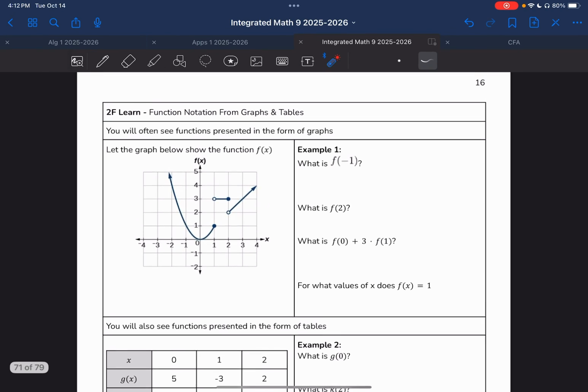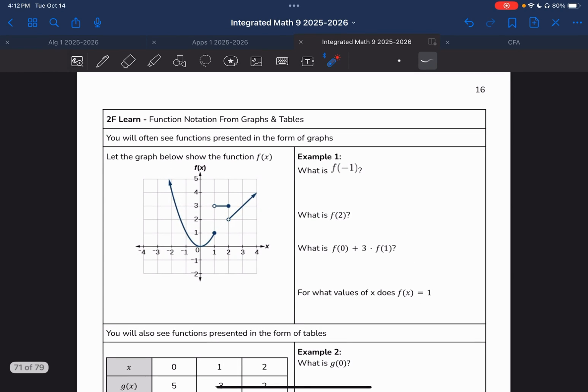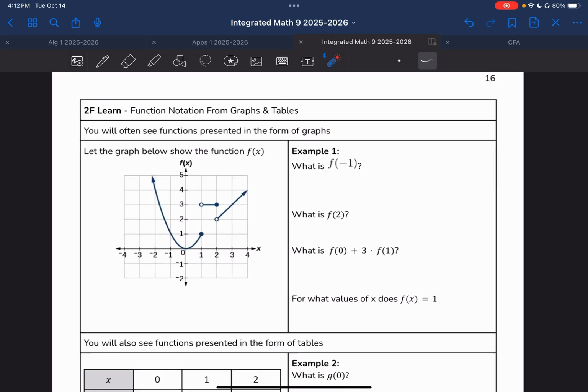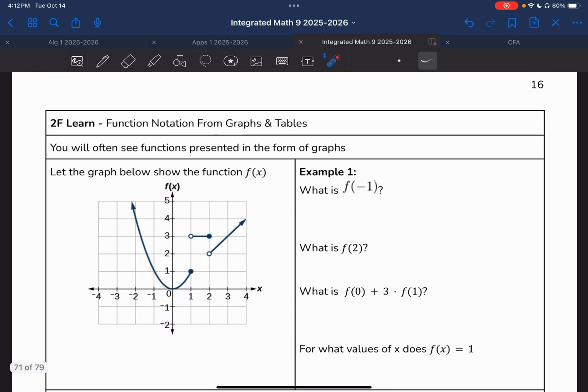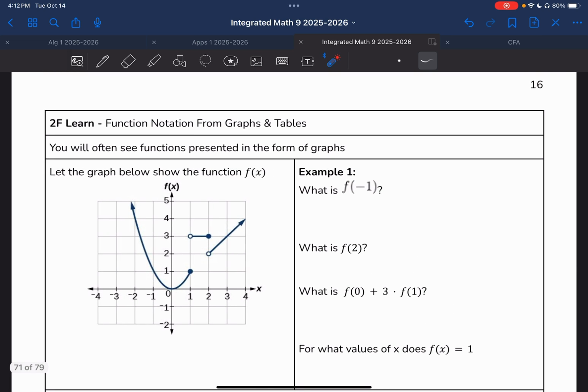All right, so in this video, I'm going to be talking about page 16 from the notes packet. This is where we are evaluating functions from graphs and from tables. So this is not an entirely new concept, more of just a different way of looking at something that we should already be pretty familiar with.